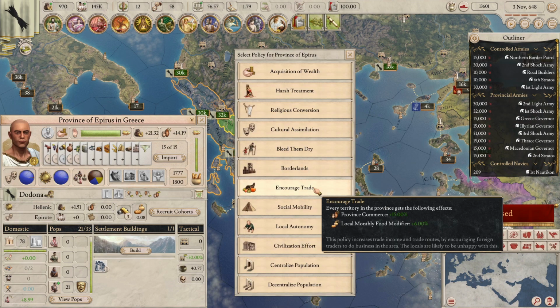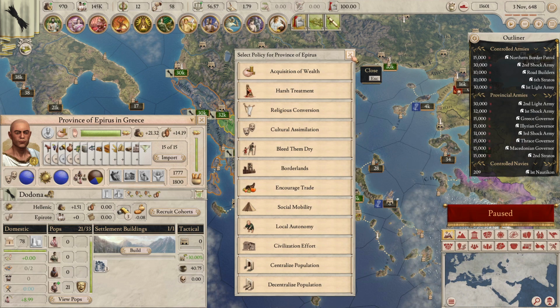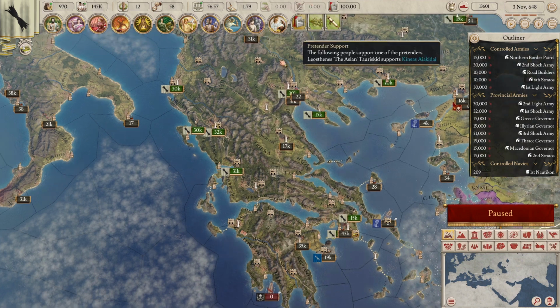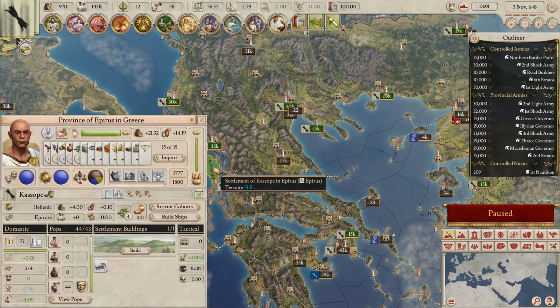The next policy of encouraged trade is quite a good one. It increases province commerce income and the monthly food produced. Use this to provide a boost to the provinces that generate most of their income through commerce. To find out which one does produce the most income through commerce, all you need to do is click on any given territory in a province.